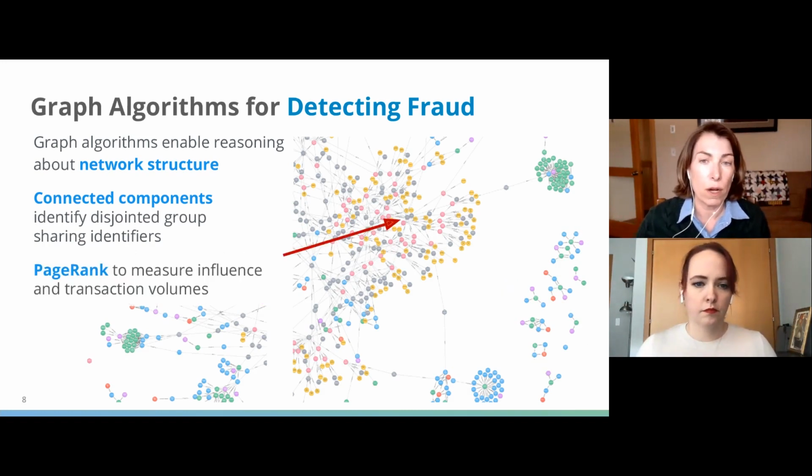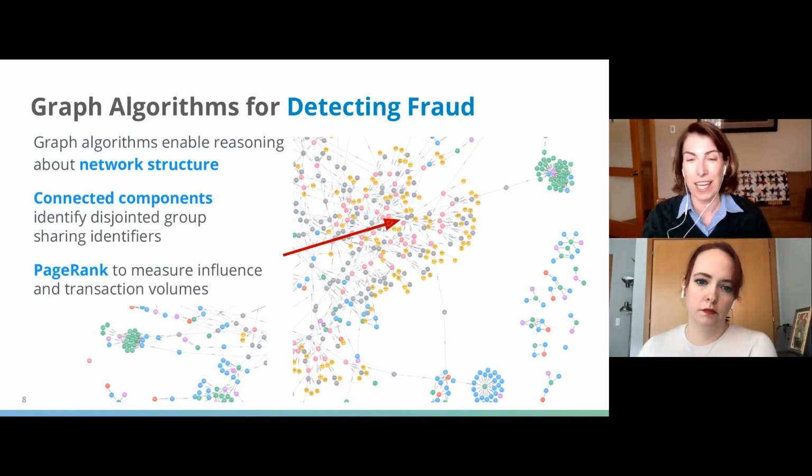Another algorithm we see used a lot is PageRank. All of you that are familiar with PageRank know that it's all about understanding influence. In this case, we're also using it as a stand-in for transaction volumes. You could use personalized PageRank to say transaction volumes of one kind of merchant are certainly appropriate, but transaction volumes that are super high for another type of merchant might not be appropriate. So you can also use that to look at different types of transaction volumes.